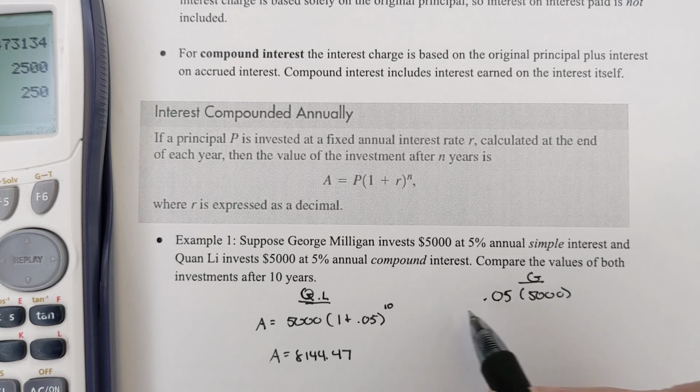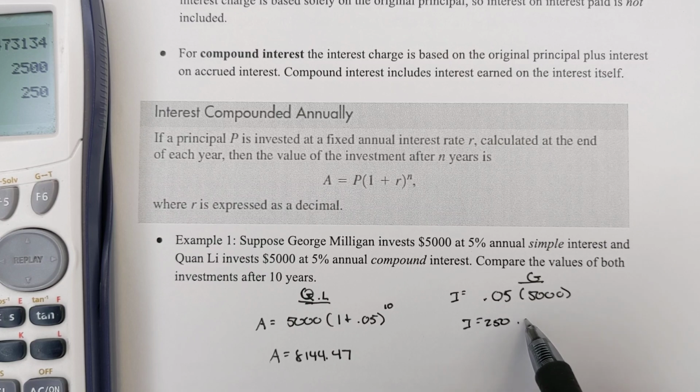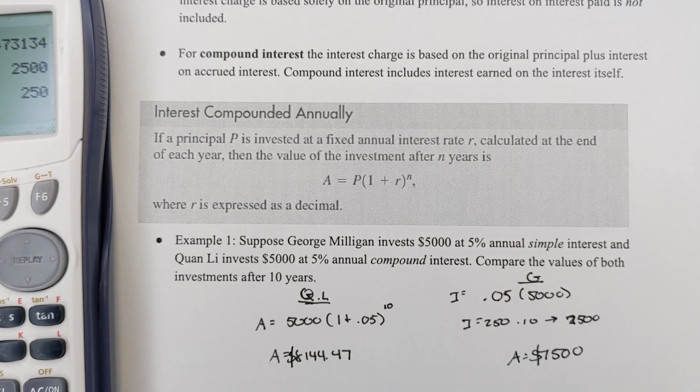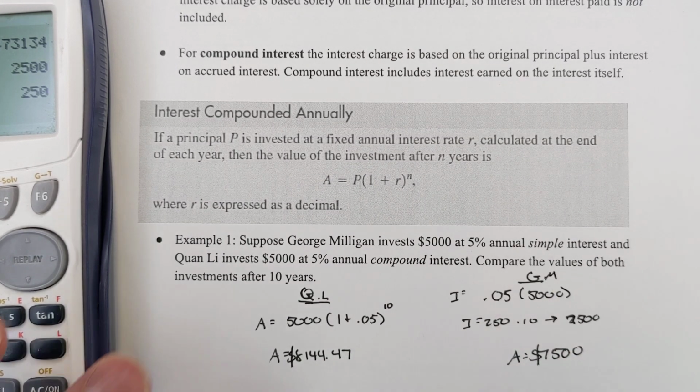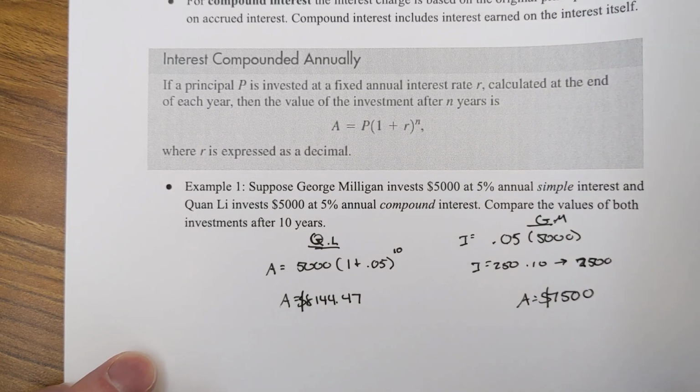So this is the interest George is making. George makes $250 interest times 10 years. So the total interest he earns is going to be $2,500 for a final balance of $7,500. So Quan Lee here comes out ahead because he's earning interest on his interest.